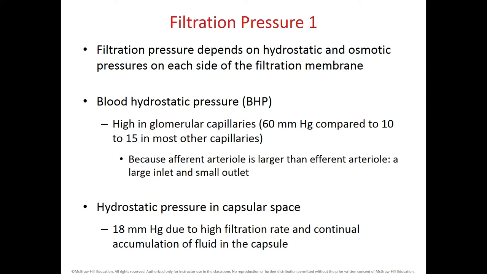And in comparison to other capillaries in the body, which have 10 to 15 millimeters of mercury, the glomerular capillaries have high BHP. Now, because the afferent arteriole is larger than the efferent arteriole, you will have high blood pressure in these glomerular capillaries, or high blood hydrostatic pressure. Now, hydrostatic pressure in the capsular space is very minimal, 18 millimeters of mercury, because you have high filtration rate and continual accumulation of fluid in the capsule.